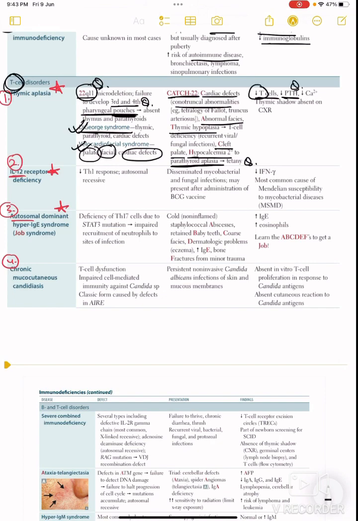Decrease in parathyroid hormone because parathyroid hypoplasia is there, and decreased calcium because parathyroid is decreased, and thymic shadow will be absent on chest X-ray. In chest X-ray, thymic shadow will not be seen.